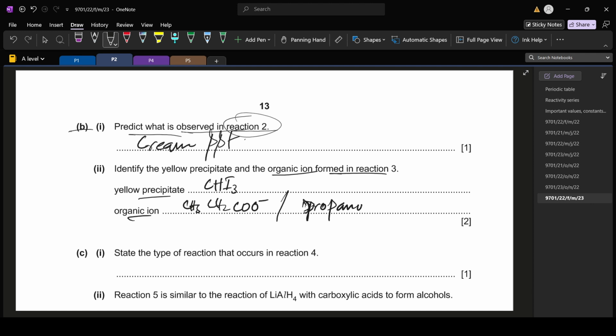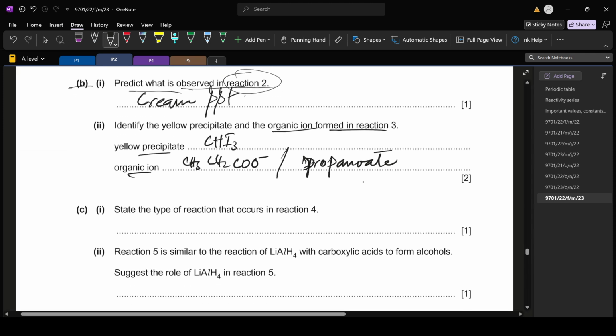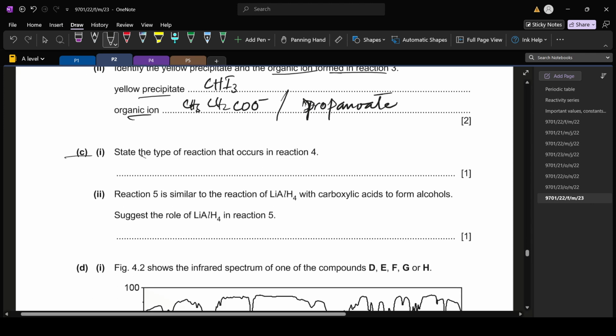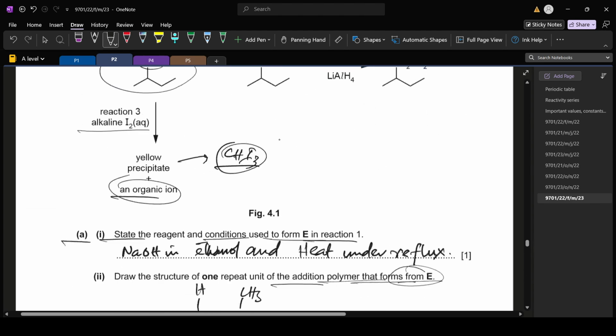Propanoate. Okay, so this would be a propanoate. Now part C, state the type of reaction that occurs in reaction 4.